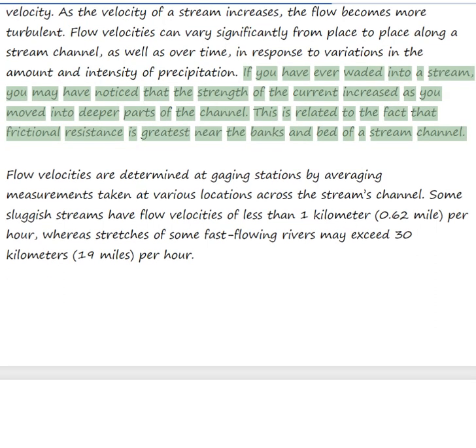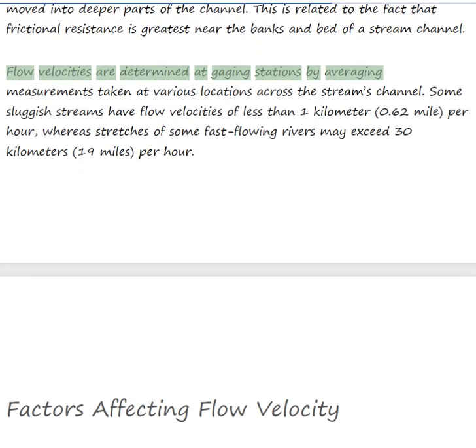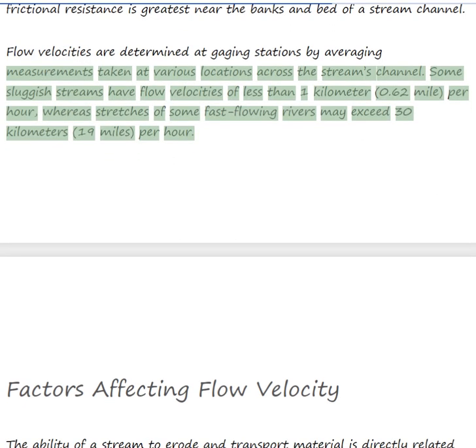If you have ever waded into a stream, you may have noticed that the strength of the current increased as you moved into deeper parts of the channel. This is related to the fact that frictional resistance is greatest near the banks and bed of a stream channel. Flow velocities are determined at gauging stations by averaging measurements taken at various locations across the stream's channel. Some sluggish streams have flow velocities of less than 1 km per hour, whereas stretches of some fast-flowing rivers may exceed 30 km per hour.